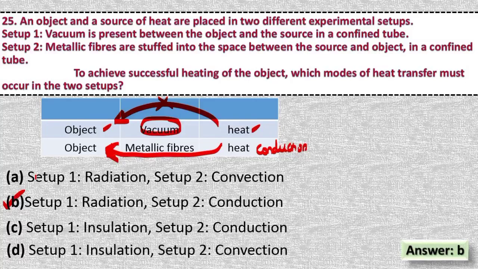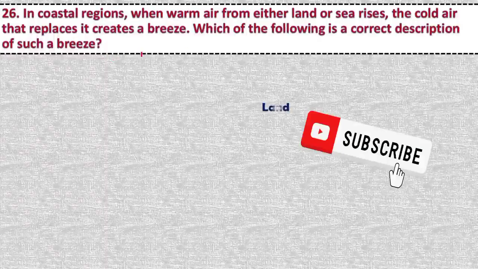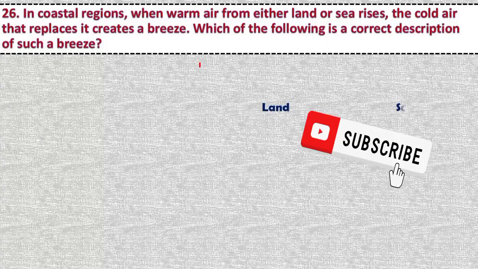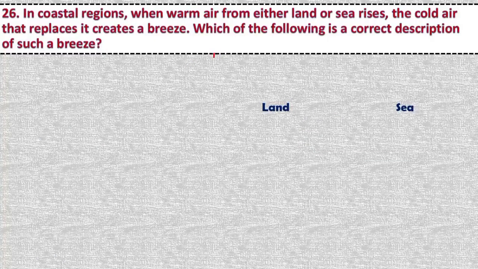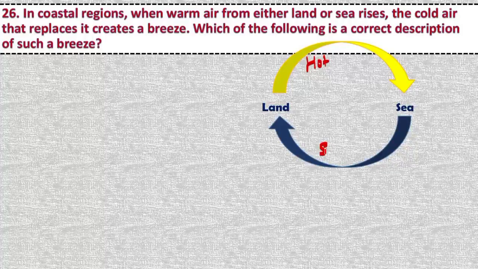This is how heat transfer will happen in these two setups. Here is the next question. In coastal regions, when warm air from either land or sea rises, the cold air that replaces it creates a breeze. Which of the following is a correct description of such a breeze? Let us imagine that here is a piece of land and here is the sea. During daytime, the air above the land gets heated very fast. Therefore, the hot air from the land rises up and moves towards the sea. Meanwhile, the cool air from the sea moves towards the land.